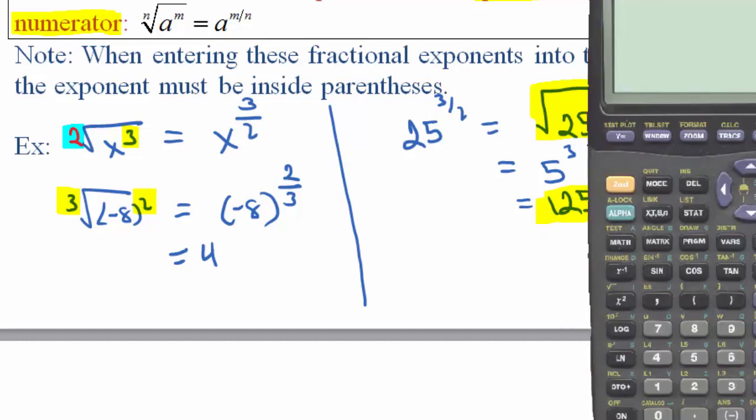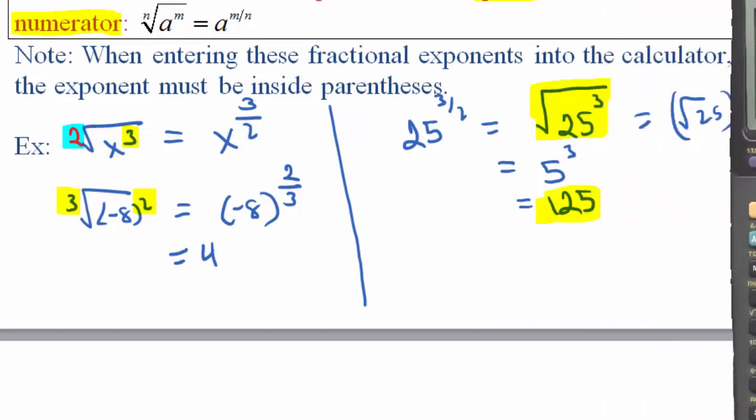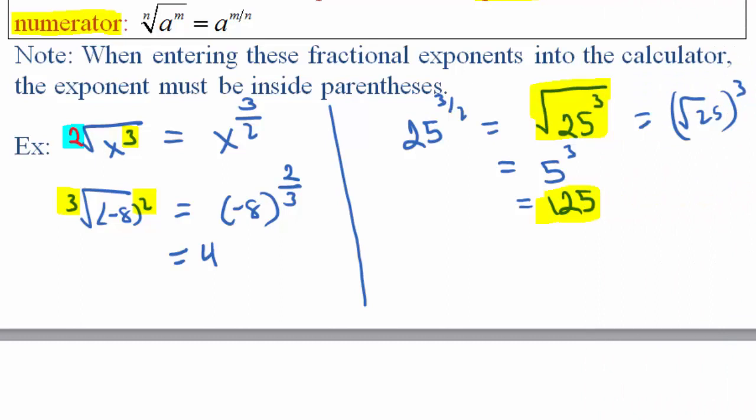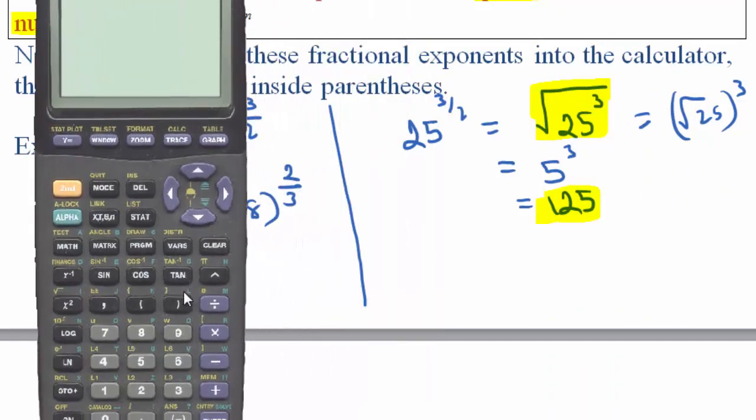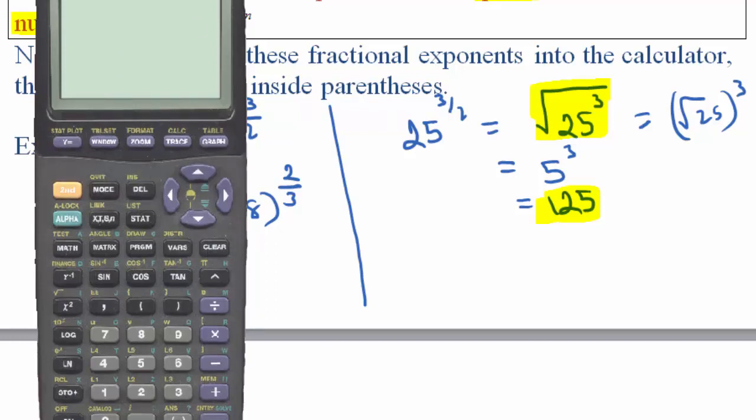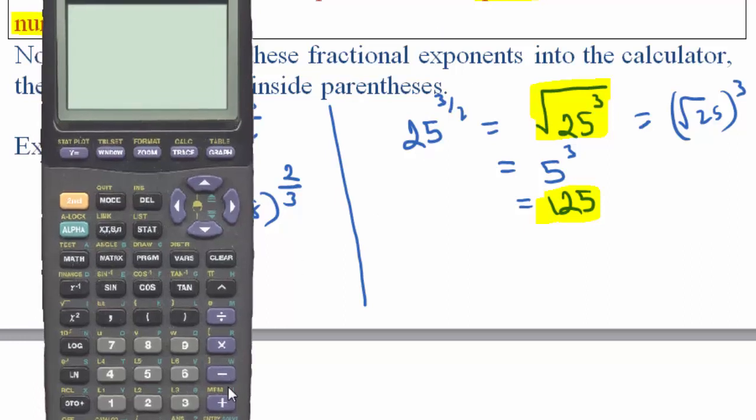All right? And I had that little note about the calculator here. When entering these fractional exponents into the calculator, the exponent must be inside parentheses. Of course, unless you have an updated calculator that, when you do the exponent, puts it in that superscript position, so then you don't have to worry about the parentheses. But the calculator that I have is more basic, the older version, just the TI-83 here. So if I wanted to do 25 to the 3 halves, I'd have to do it like this: 25, caret, and then parenthesis, 3 divided by 2, and that's going to give me the 125, which I ended up with.